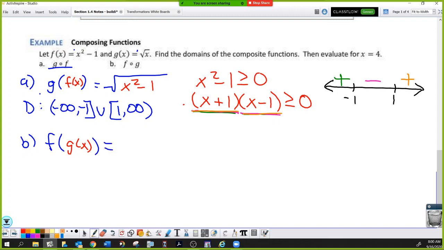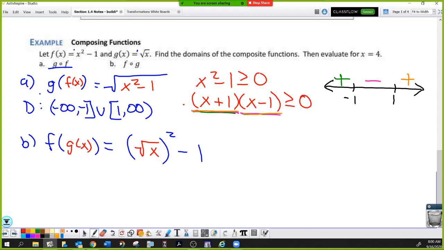I didn't use parentheses on the first one because the only thing that was going to be under the radical was x squared minus 1. But typically when I substitute in, I use parentheses, and this is going to be one of those times where we really need to do it. So we have this situation. This is what F looks like when it's ready to have something plugged into it, and what we're going to plug in is the square root of X.